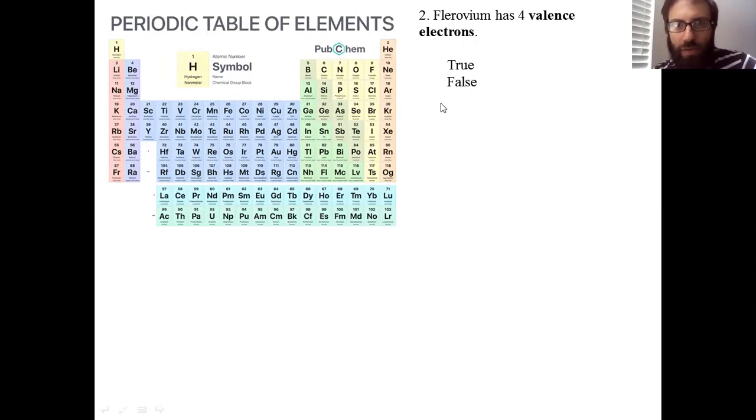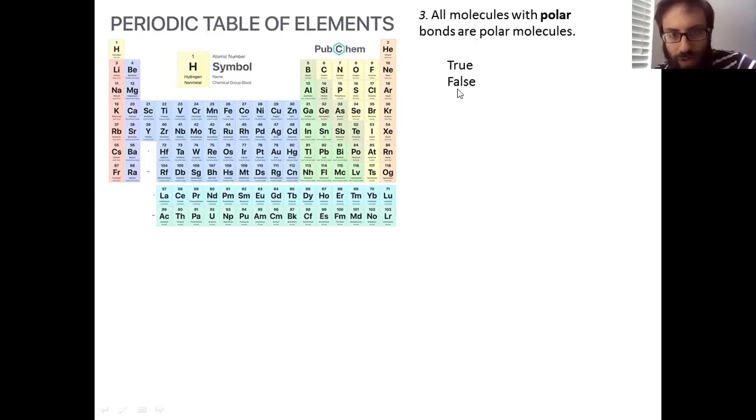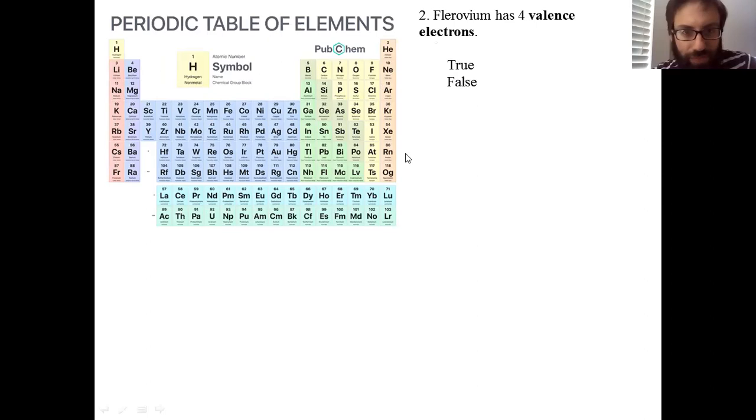Number 2, flerovium has 4 valence electrons, and so we're going to have to use the periodic table here. Flerovium is Fl right here, and so that one is going to be true because it's in the same group as carbon. So we would count over from lithium 1, 2, 3, 4 valence electrons.